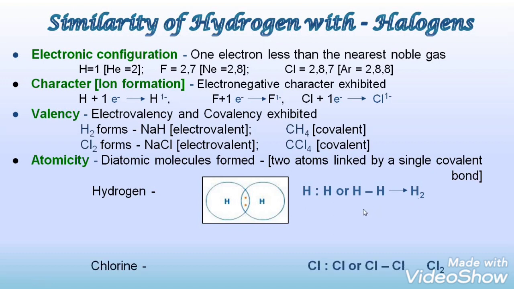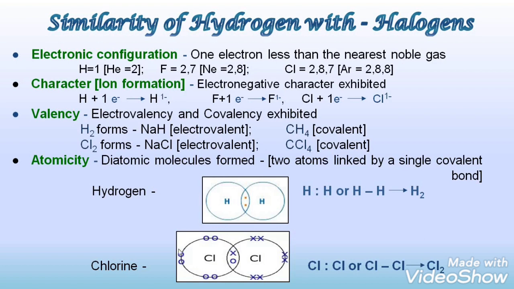Similar to halogens, we have here chlorine, which has 7 valence electrons, and it is getting bonded with another chlorine atom. Here this has 7, that has 7. So neither of them can give nor accept. So they both share one pair of electrons, and hence chlorine is bonded with another chlorine atom by a single covalent bond, and it forms a diatomic molecule Cl2. So hydrogen, just like halogens, is a diatomic molecule.